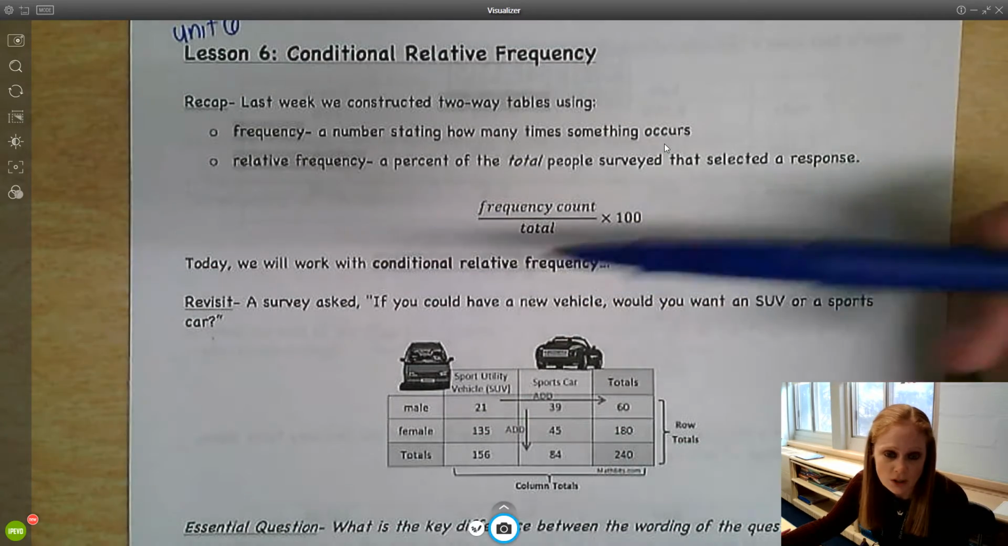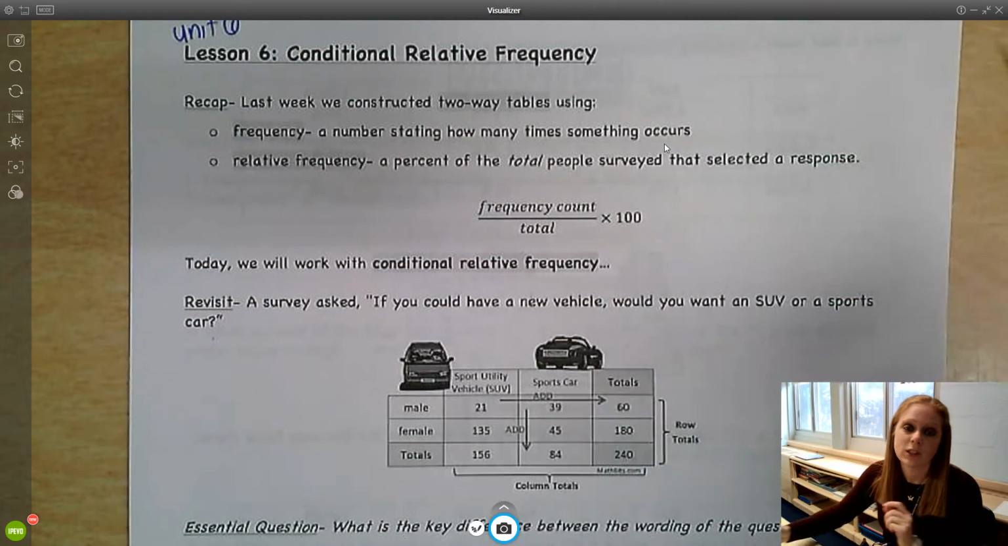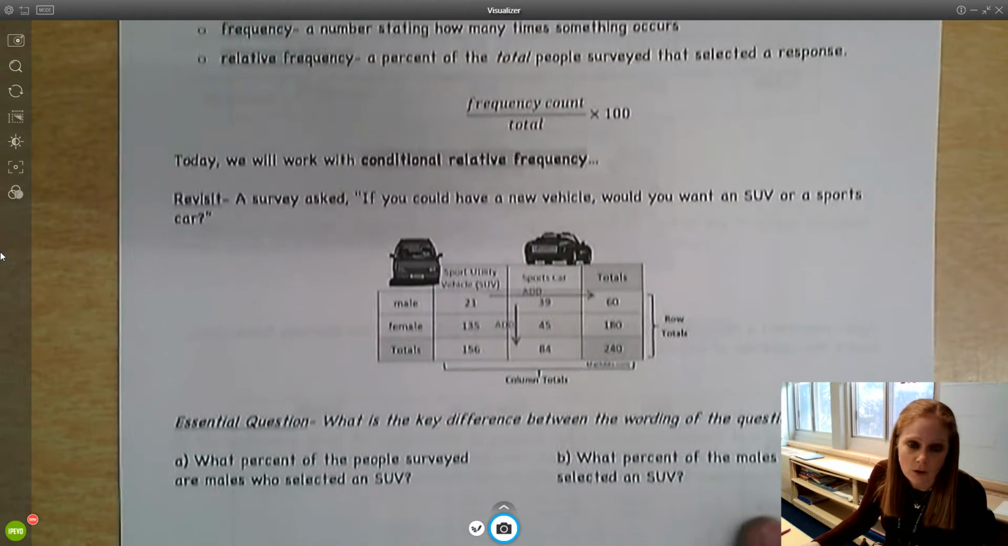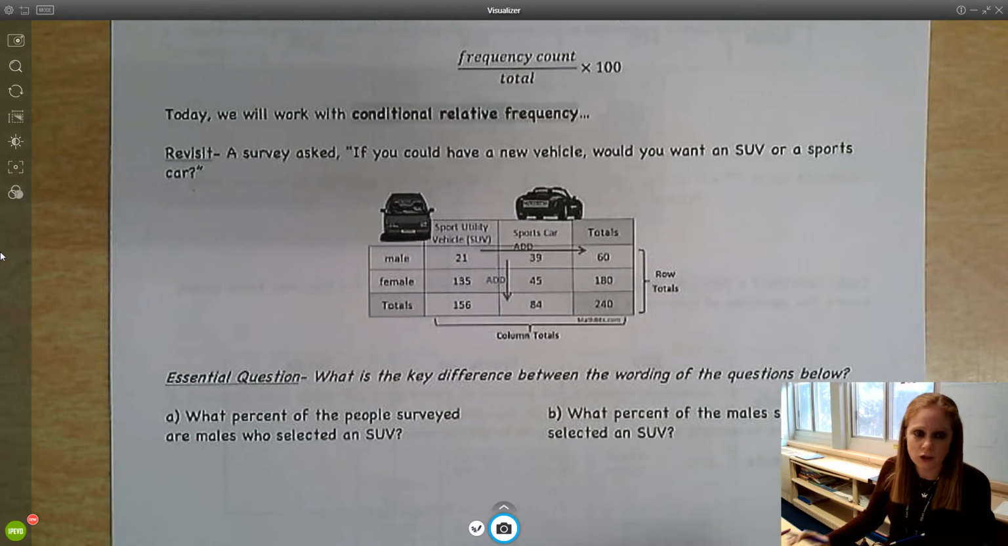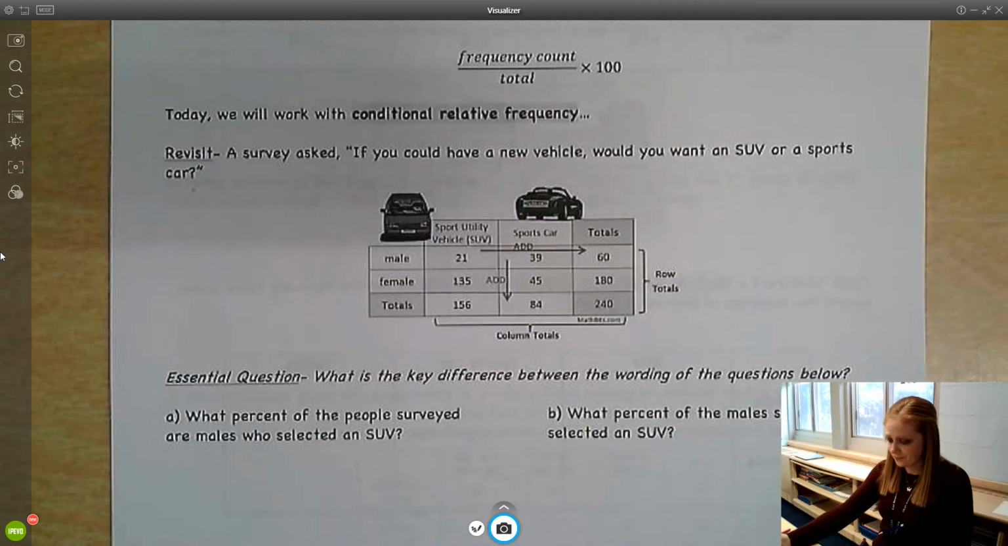Now we're looking at conditional relative frequency. So what that is, is out of a specific type of total, such as the total of males or the total of people who picked SUVs. So, for example, if you could have a new vehicle, would you want an SUV or a sports car? Okay, so this was what we looked at in Friday's lesson.